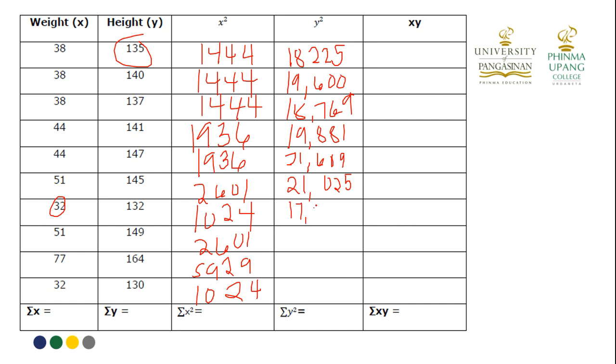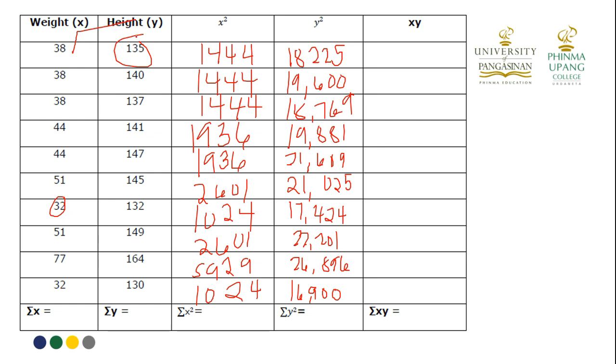Next po. 132 squared is 17,424. Tapos 149 is 22,201. 164 squared is 26,896. How about 130? 16,900.